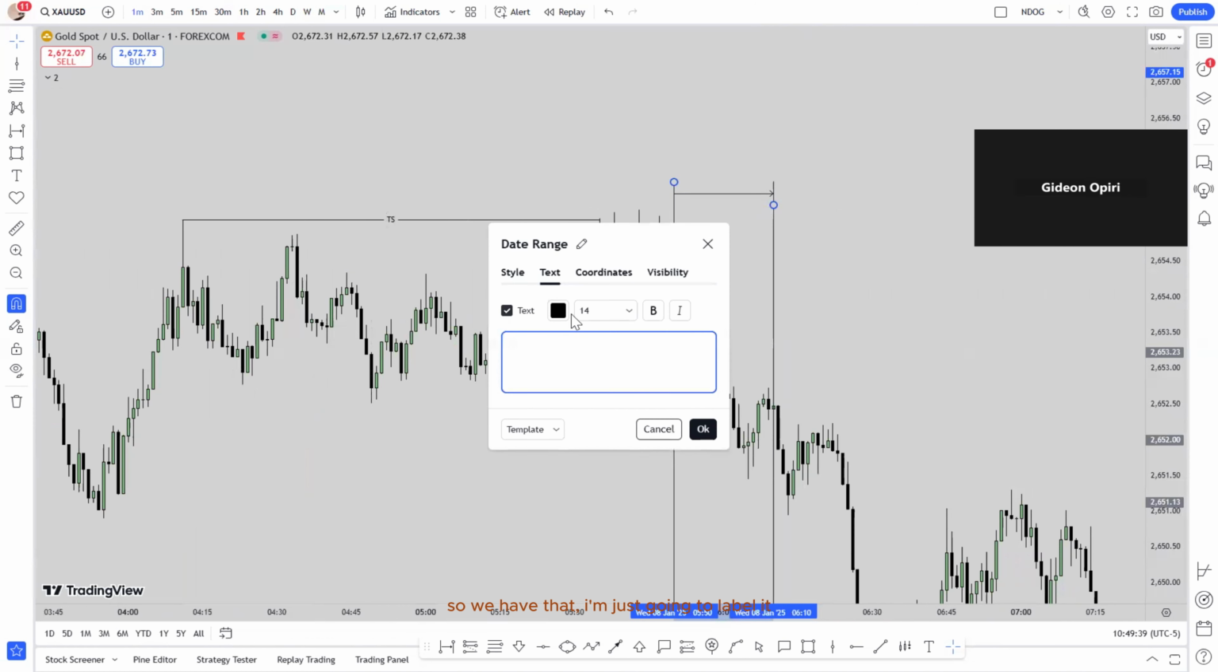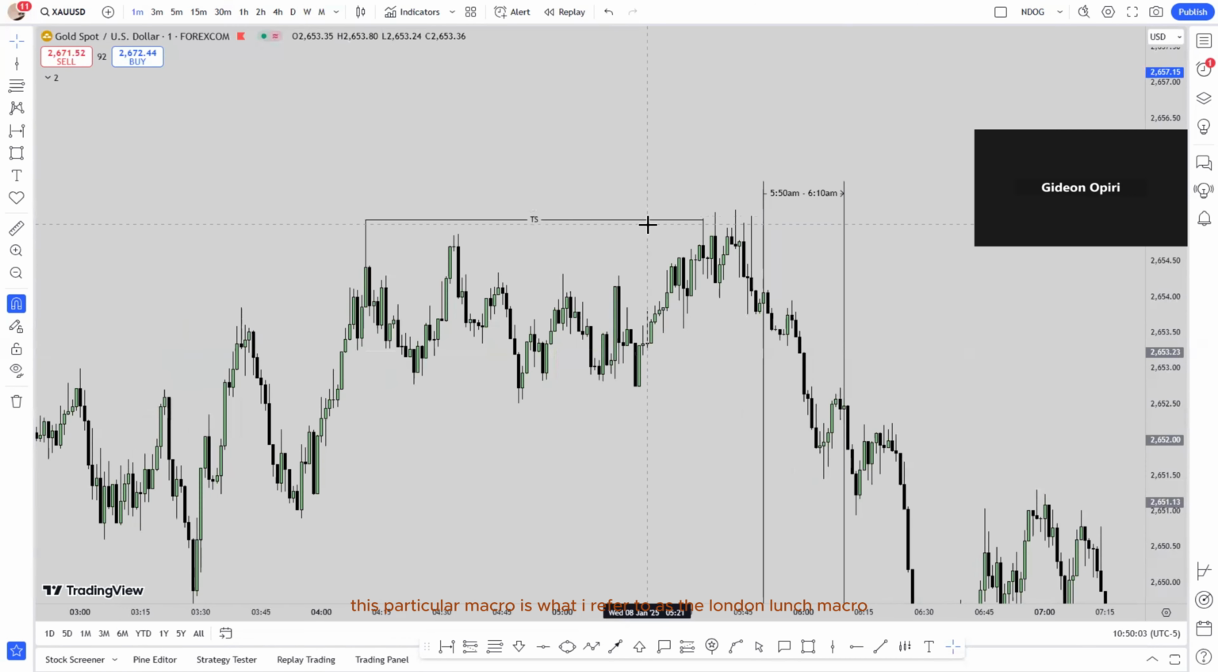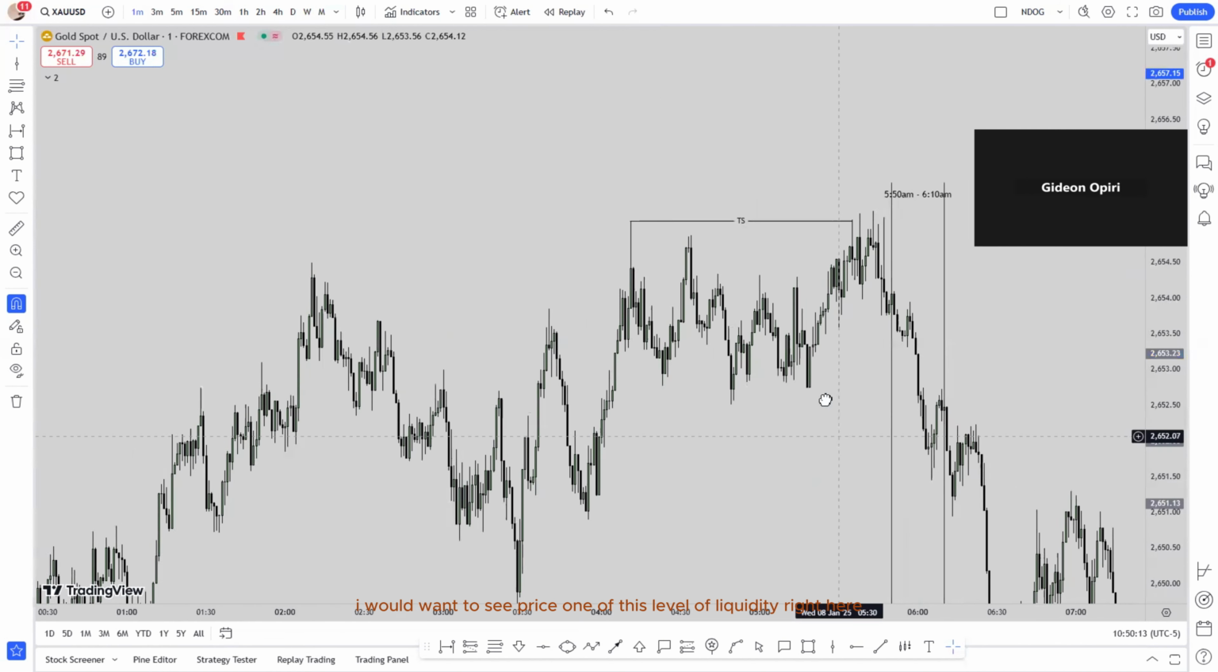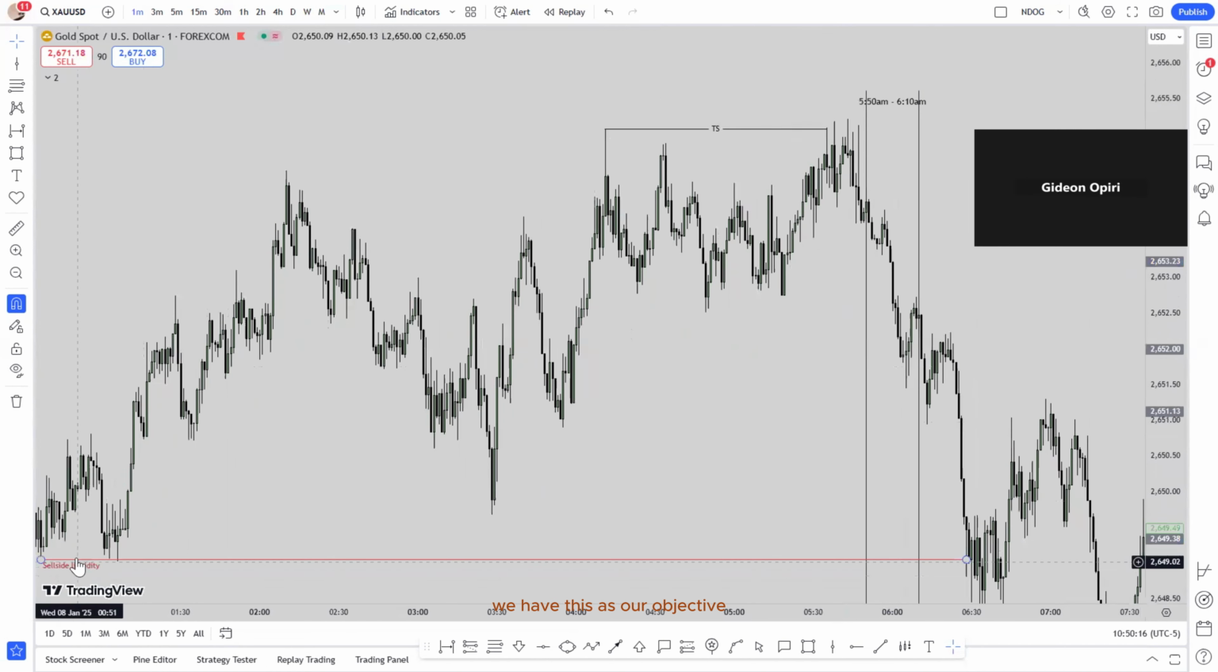I'm just going to illustrate. So we have it from 5:50 a.m. to 6:10 a.m. That's the macro. And this particular macro is what I refer to as the London launch macro. That's the 5:50 a.m. to 6:10 a.m., all New York local time. I would want to see price run after its level of liquidity. Right here, we have this as our objective.